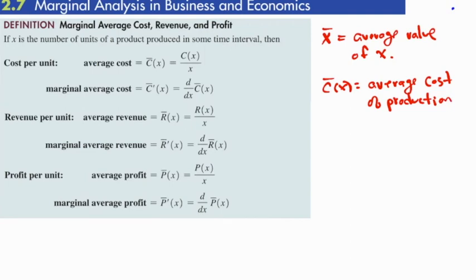And if we take the derivative of this, C bar prime of x is now our marginal average cost. And the same would hold true for revenue and profit.